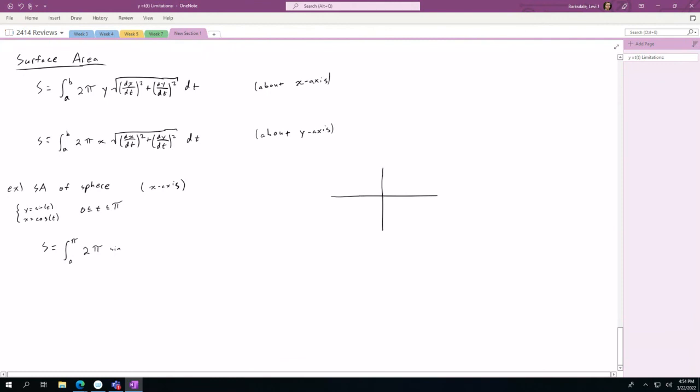I should just draw a little picture real quick. There's our half circle, rotating it about the x-axis, and that will get us our complete sphere. Something like that, roughly. So we have 2 pi times our y value, sine of t, times the square root of x of t, or dx/dt squared plus dy/dt squared.